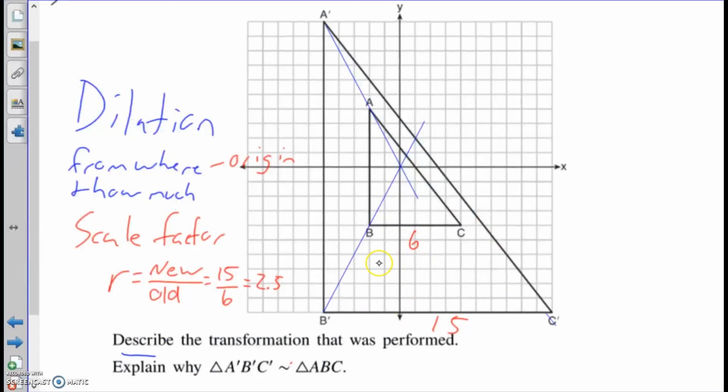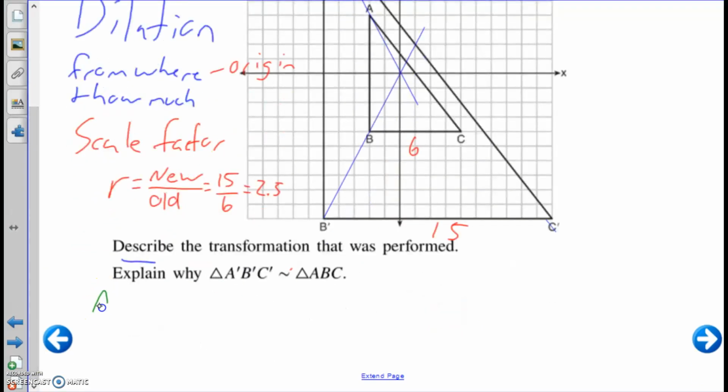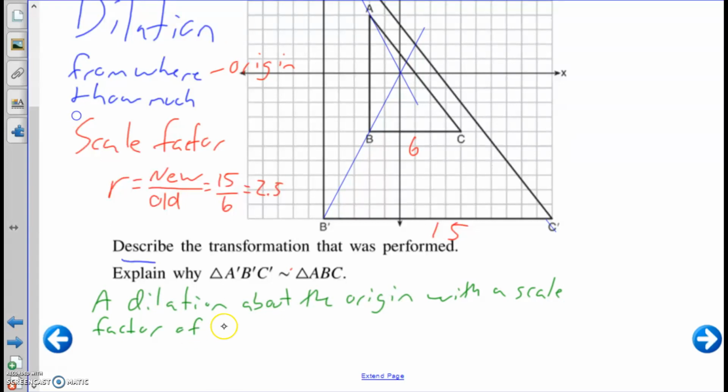It's a little over 2 times because it's not going from 6 to 12. It's 2.5. So what we should really say here is a dilation about the origin, or you could say a dilation centered at 0, 0, or centered at the origin, with a scale factor of 2.5, or you could say by ratio 2.5. That's how you successfully describe the transformation.